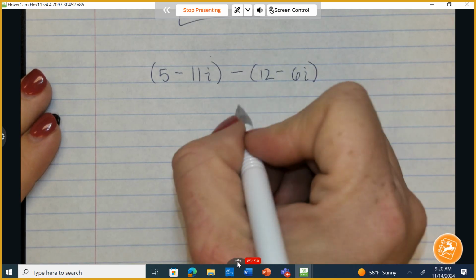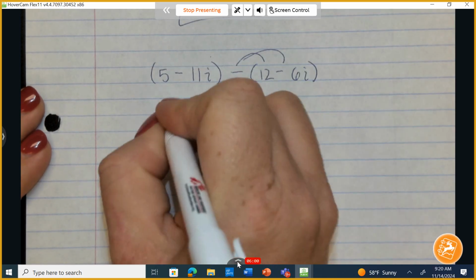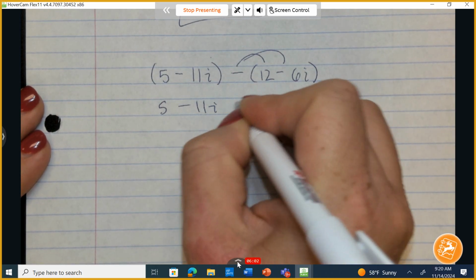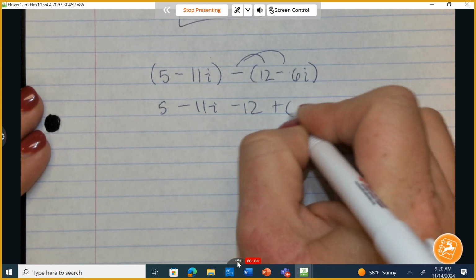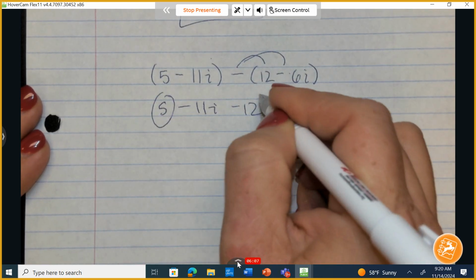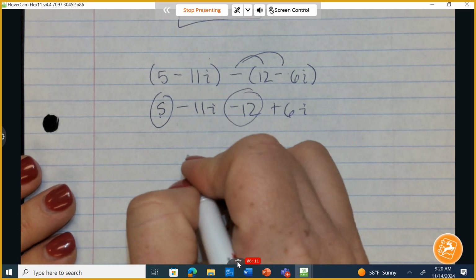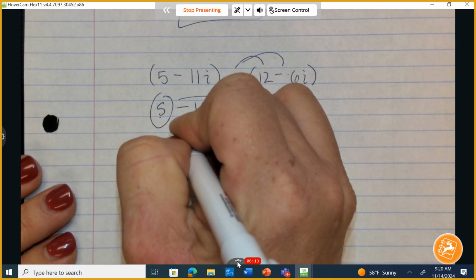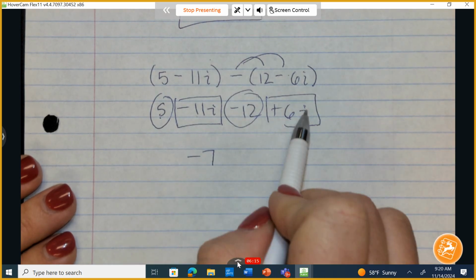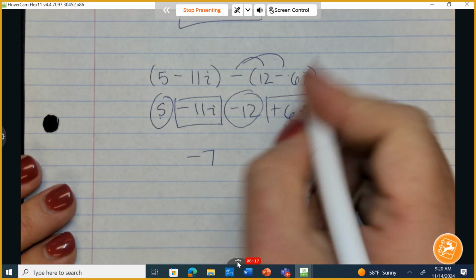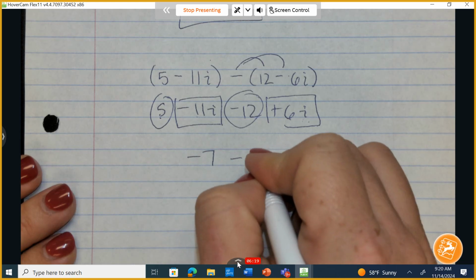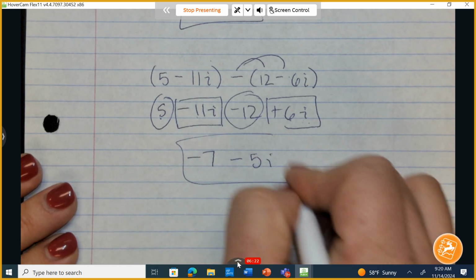All right, here we go. So I'm going to go through it. I'm going to distribute this. I have 5 subtract 11i, subtract 12 plus 6i. I'm going to go ahead and circle my real portions. Positive 5, negative 12 is a negative 7. I'm going to box in the imaginary portions. They're different signs. I'm going to subtract negative 11 and positive 6. It's going to give me a negative 5 with an i.